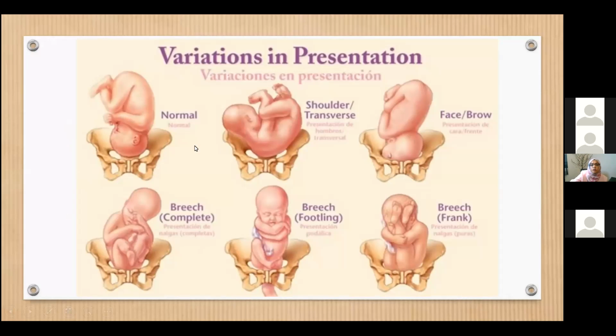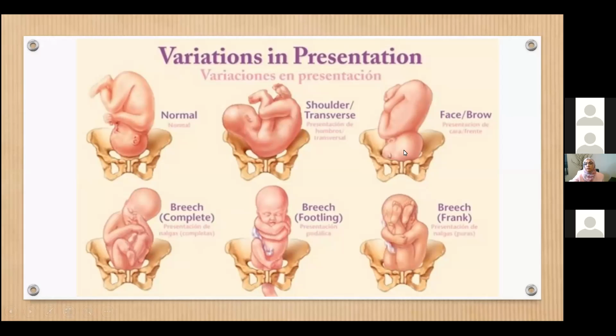So this is your normal presentation, which is the head, the cephalic presentation coming down nicely. Over here, you saw that because it was an abnormal lie, it was transverse, and when the contraction came, the shoulder presented, which cannot be delivered, and you have to do a cesarean section in this case.